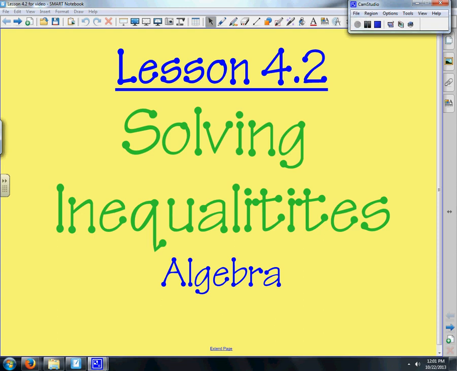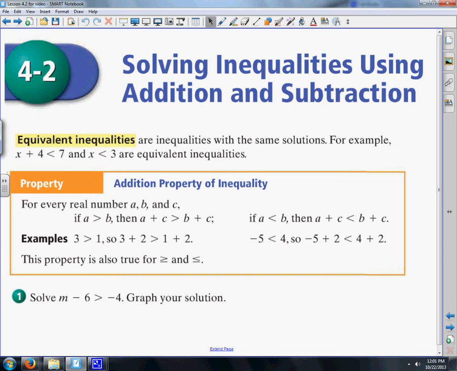Lesson 4.2 is solving inequalities for algebra. So title your paper. Now this is using addition and subtraction. So I have one key term. Equivalent inequalities are inequalities with the same solutions. So for example, x plus 4 is less than 7 and x is less than 3 are equivalent inequalities.